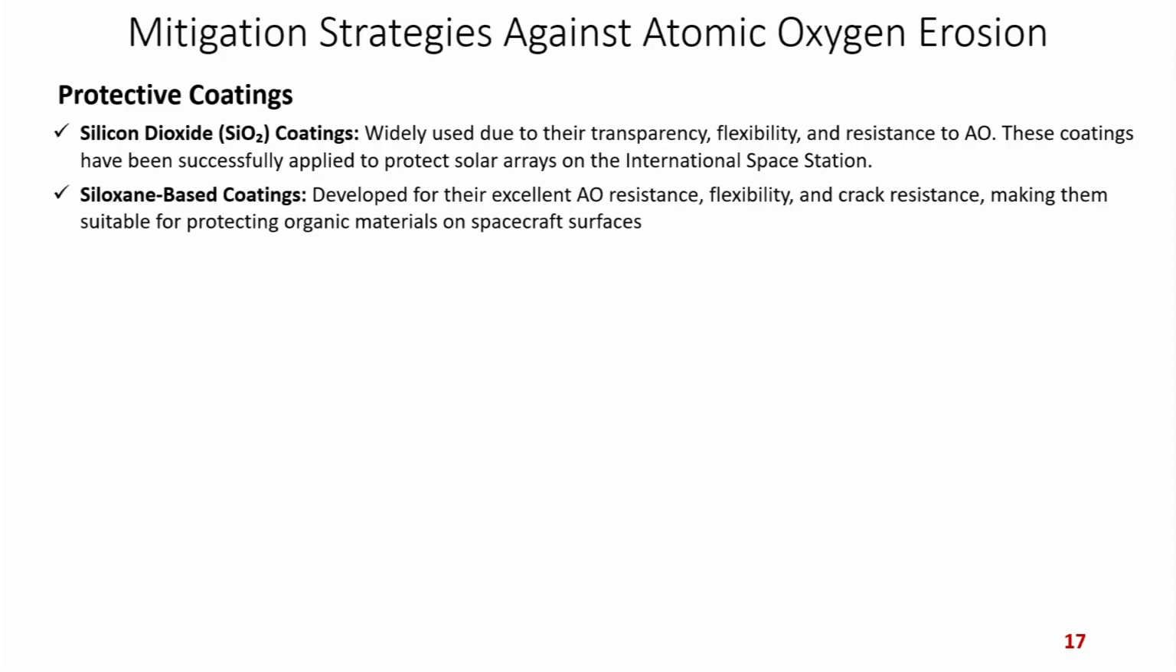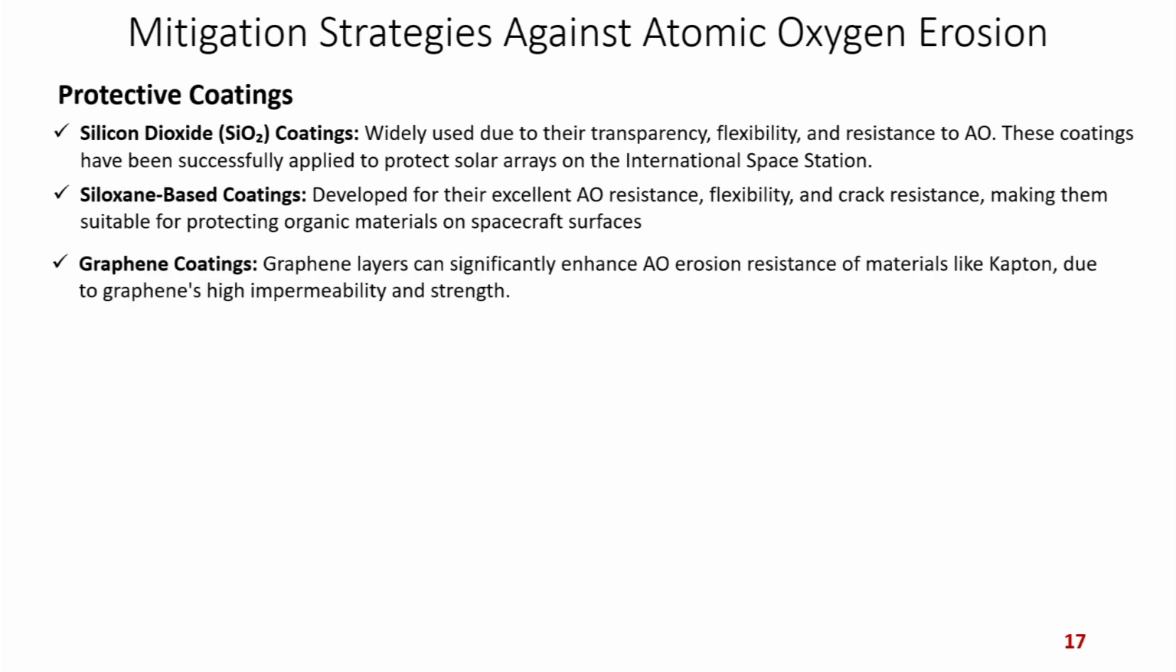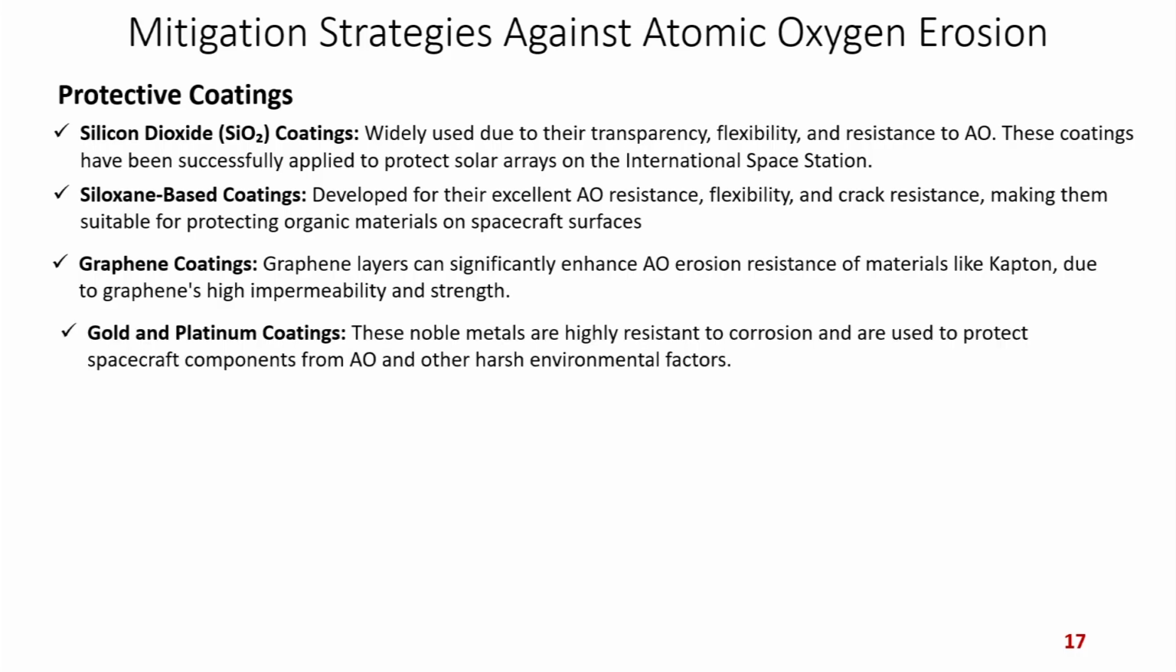Then the other method is siloxane based coatings, developed for their excellent atomic oxygen resistance, flexibility and crack resistance, making them suitable for protecting organic materials on spacecraft surfaces. Then the graphene coatings: graphene layers can significantly enhance erosion resistance of materials like Kapton due to graphene's high impermeability and strength. Then gold and platinum coatings. These noble metals are highly resistant to corrosion and are used to protect spacecraft components from atomic oxygen and other harsh environmental factors.